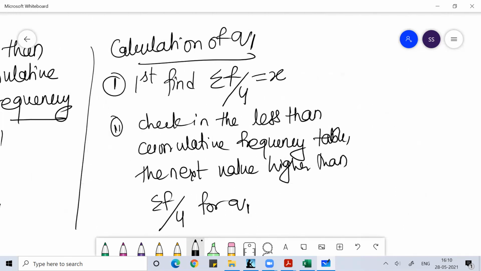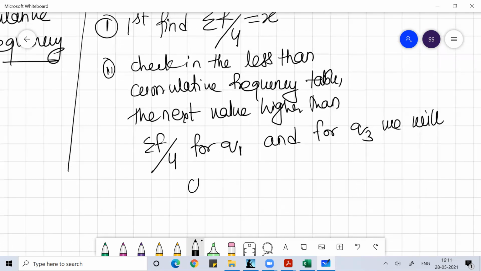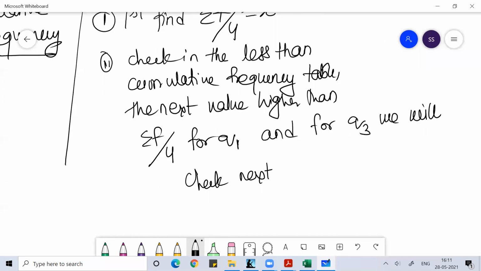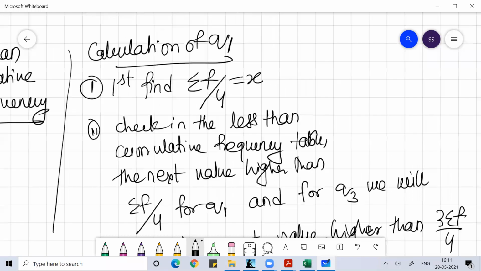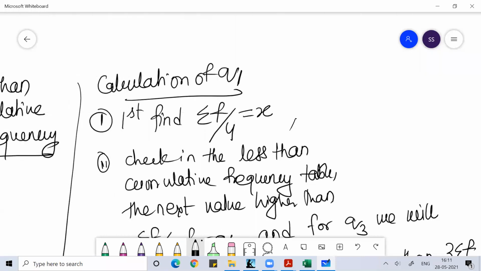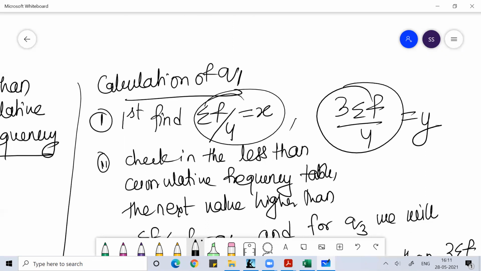And for quartile 3, we'll find the next value higher than 3 into sum of f by 4. For quartile 1, you'll find sum of f by 4. For quartile 3, you'll find 3 into sum of f by 4. So this will do for quartile 3, and this will do for quartile 1.